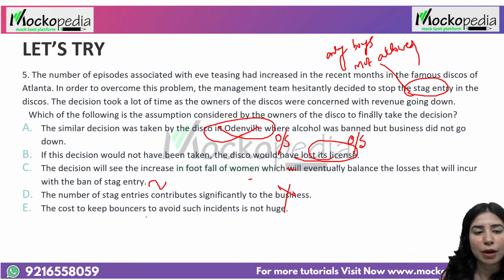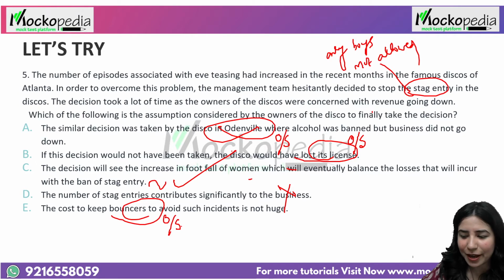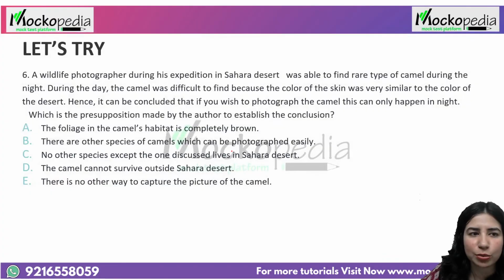The cost to keep bouncers to avoid such incidents is not huge. So this is again something which is out of scope. So clearly C works as the best answer, right? So I hope we are sorted with this particular question, everybody. Now let's move to the next one. Give you a minute. Please try this, then we will discuss.